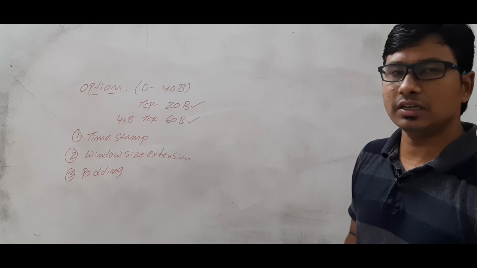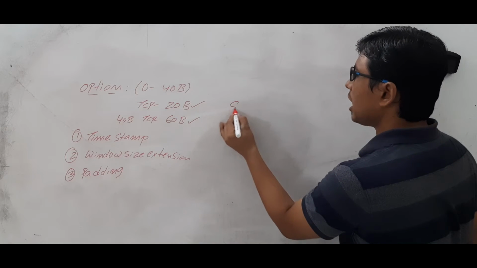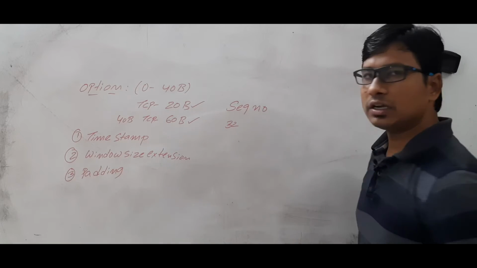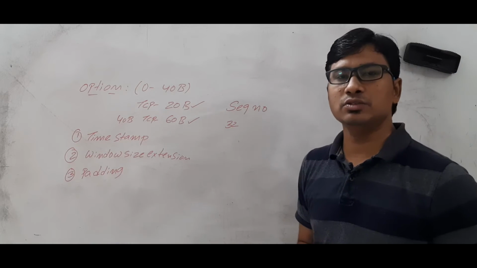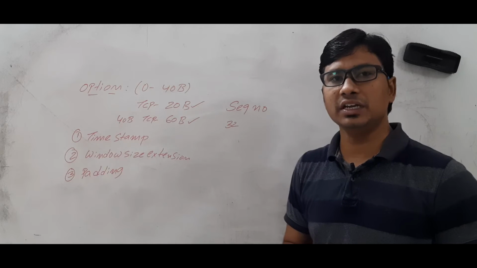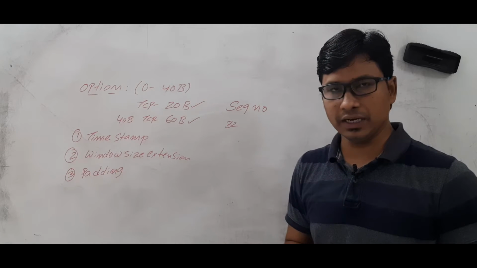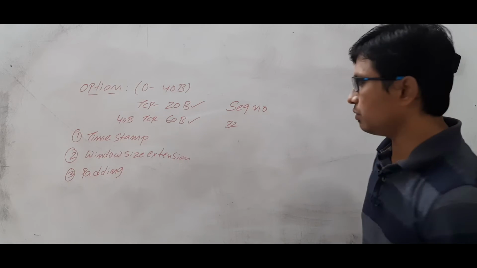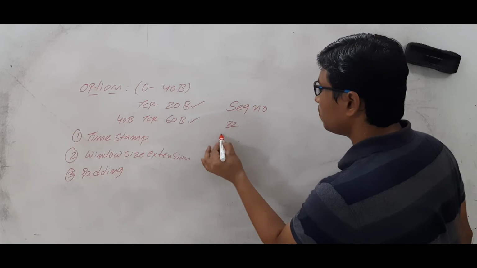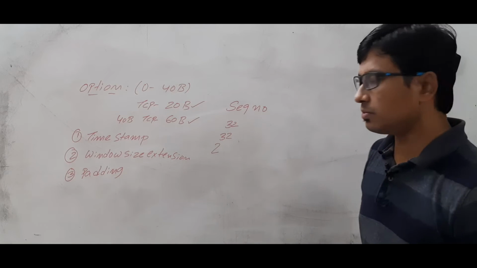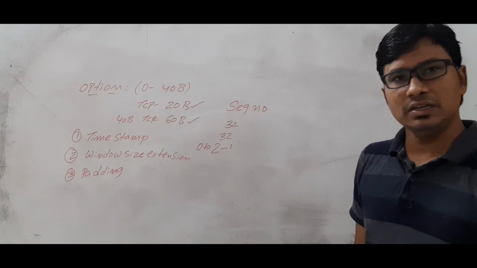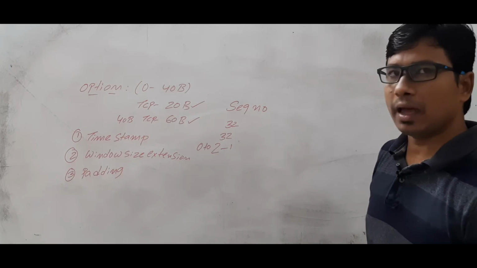Now if you see the TCP header, we have a sequence number which is 32 bits. What is the use of the sequence number? It is useful for us to uniquely identify any segment. Let's take that you have a 32-bit sequence. So you have 2 power 32 sequence numbers, from 0 to 2 power 32 minus 1. Am I right or wrong?